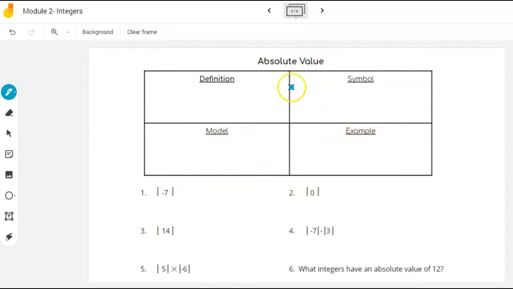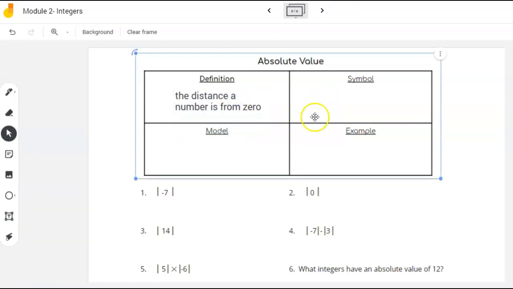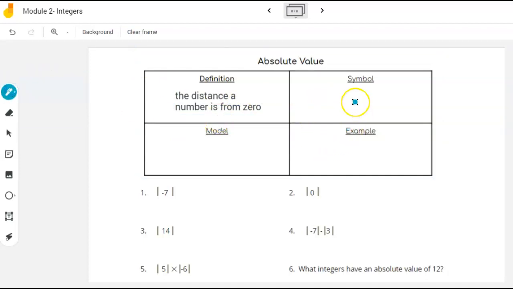So you might be wondering, what is this absolute value? The absolute value is the distance a number is from 0. The distance a number is from 0. Make sure that is written in your notes. That's very important. The symbol is two vertical lines with a number in between, and that's what represents absolute value.